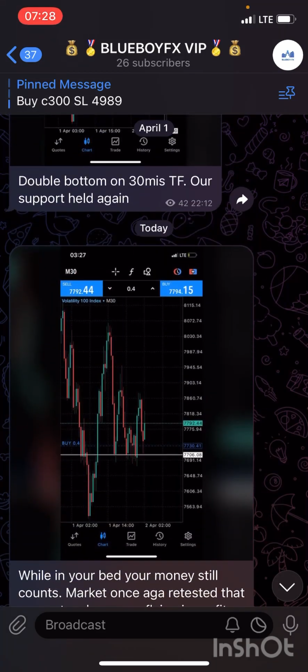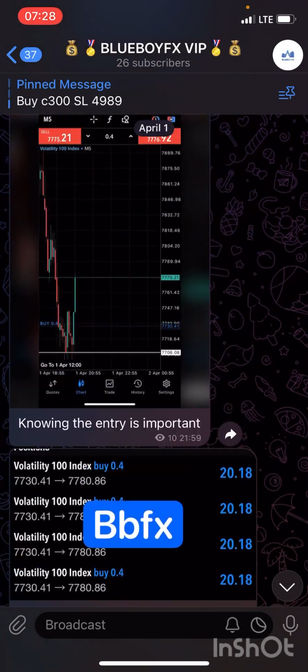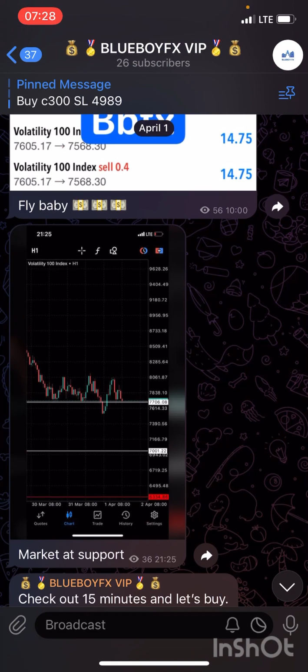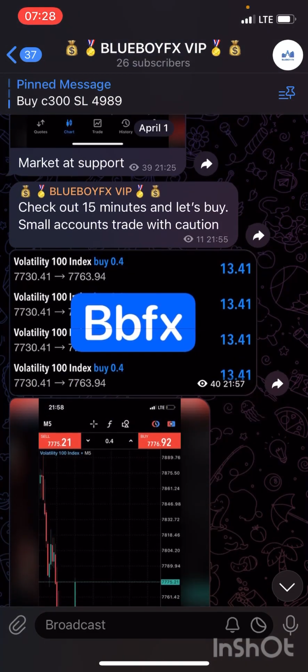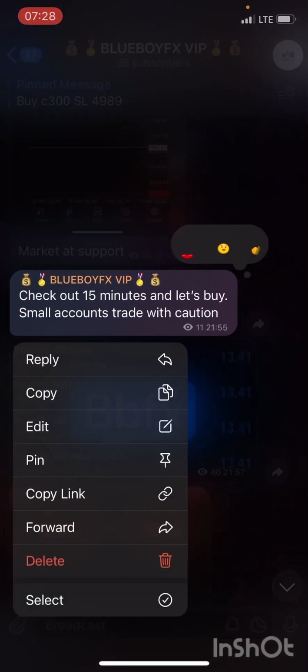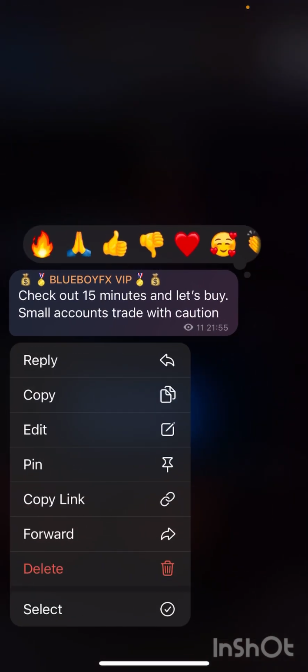Okay, I give them special treatment, of course. They are the VIPs. So I actually told them that the market was at a support, and that they should check the 15 minutes and buy.